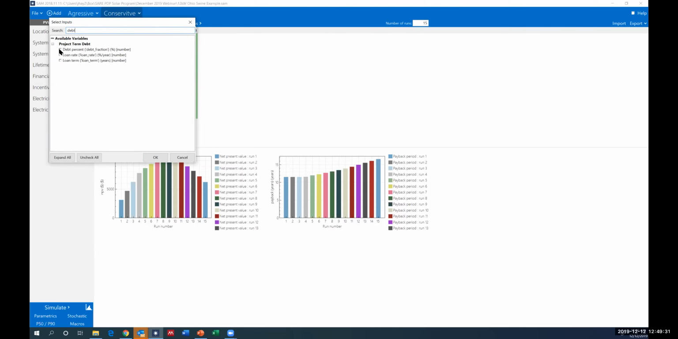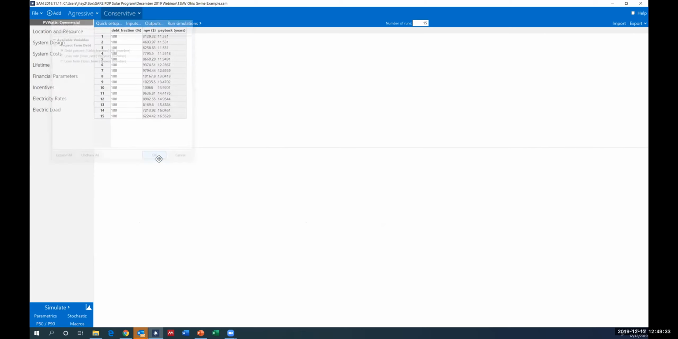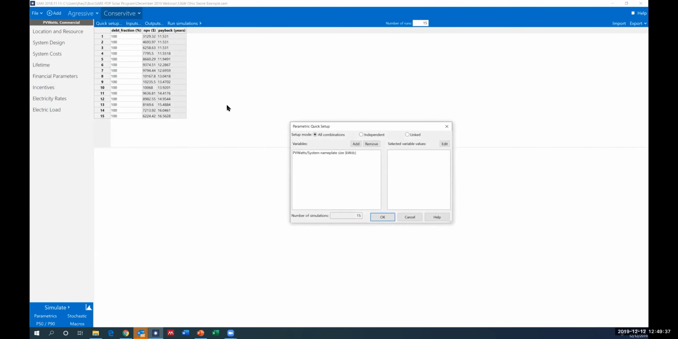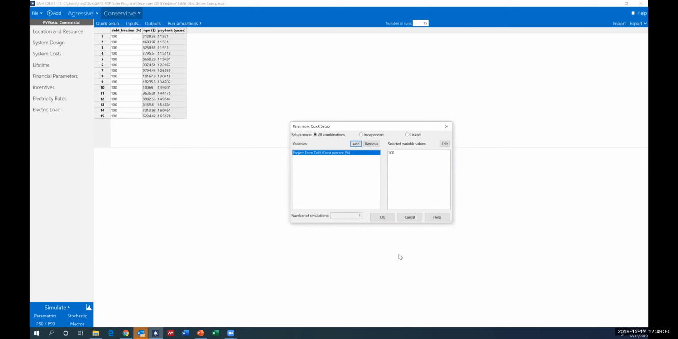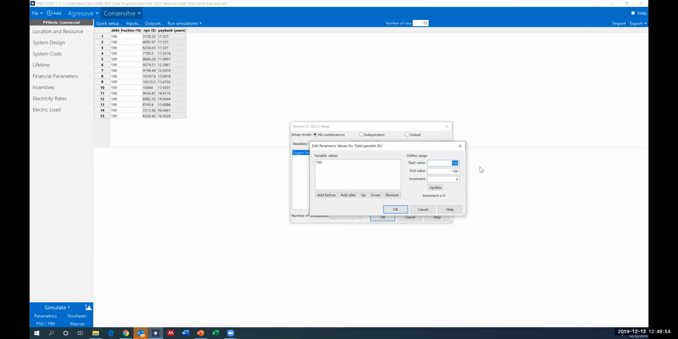The debt percent, and let's go back into quick setup, and let's do it in quick setup because it's a little easier to do in here. I think we could just type them in to different things, but it's easier to go through this edit where we can say we want to go from 0 to 100% in maybe 25% increments.